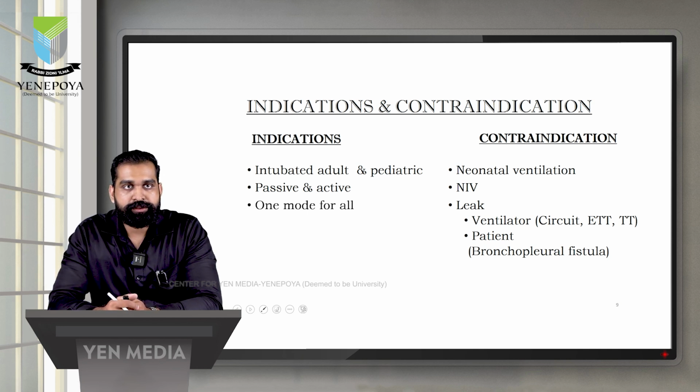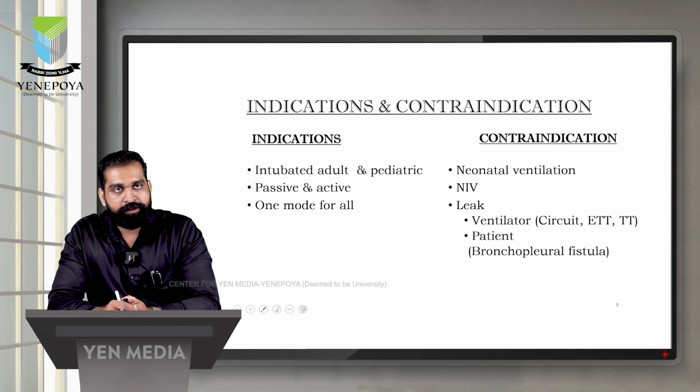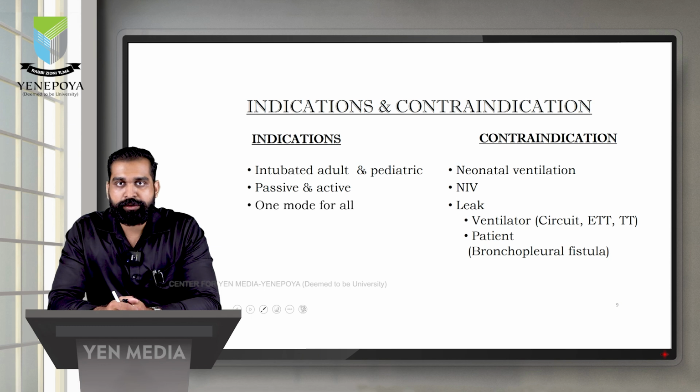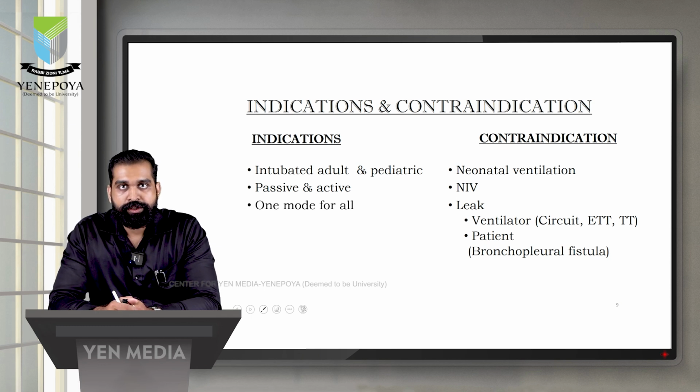Now, the contraindications are majorly based on leak. You cannot use it on neonatal patients. NIV is also a contraindication, and any sort of leak, whether that is coming from the machine's end where the ventilator circuits are leaking, or the endotracheal tube is leaking, or the tracheostomy tube, or if it's coming from the patient, if it's related to a bronchopleural fistula, leak cannot be tolerated, and the mechanical ventilation mode cannot be used in the presence of leak. So the contraindications are, once again, neonatal ventilation, NIV, and any sort of leak, whether that's from the side of the patient, such as bronchopleural fistula, or from the ventilator or the artificial airway.